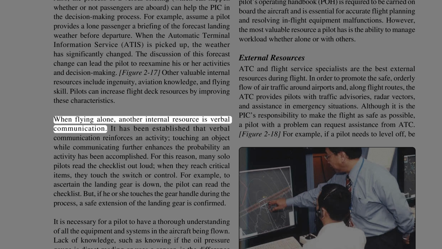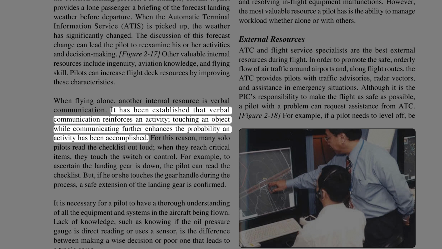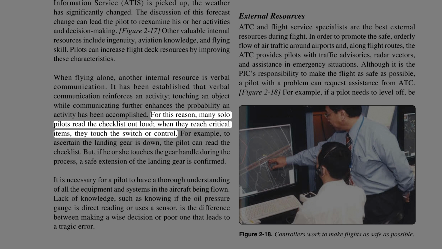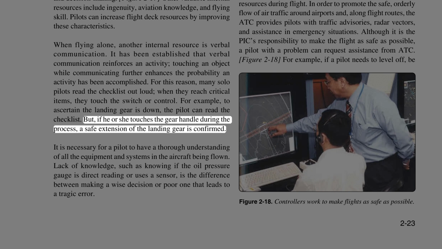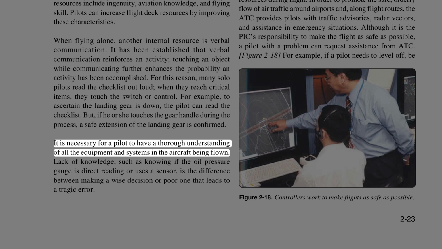When flying alone, another internal resource is verbal communication. It has been established that verbal communication reinforces an activity. Touching an object while communicating further enhances the probability an activity has been accomplished. For this reason, many solo pilots read the checklist out loud. When they reach critical items, they touch the switch or control. For example, to ascertain the landing gear is down, the pilot can read the checklist. But if he or she touches the gear handle during the process, a safe extension of the landing gear is confirmed.